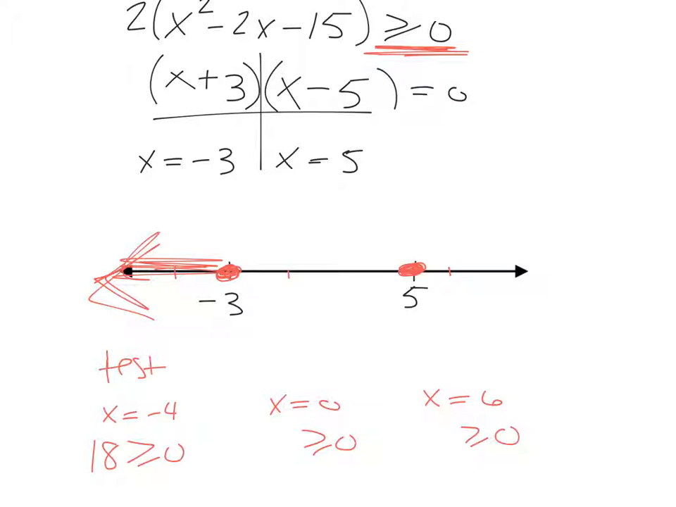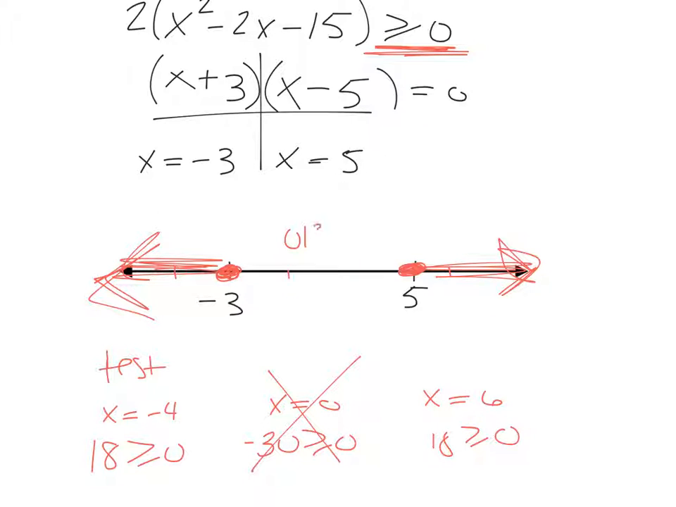With 0, I get negative 30. That's not true. Negative 30 is not greater than 0, so I will not shade there. And with 6, I also get 18, so I will shade here. This is called an OR case because they're not connected.